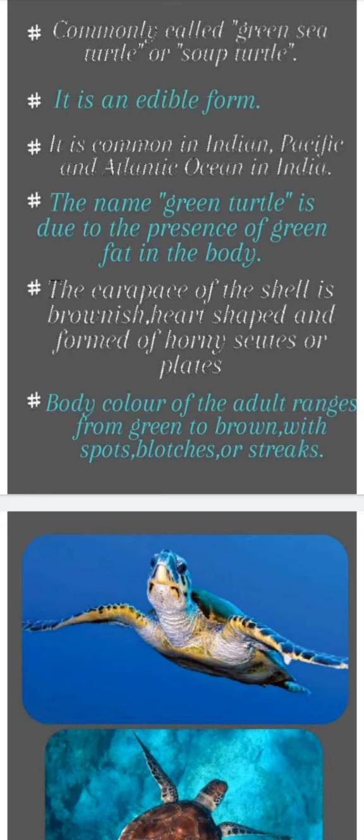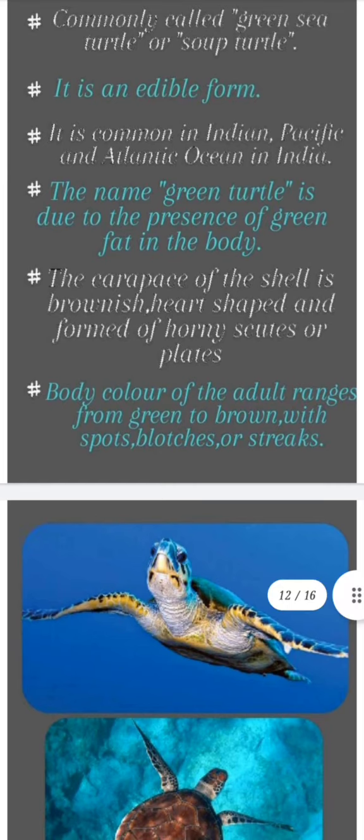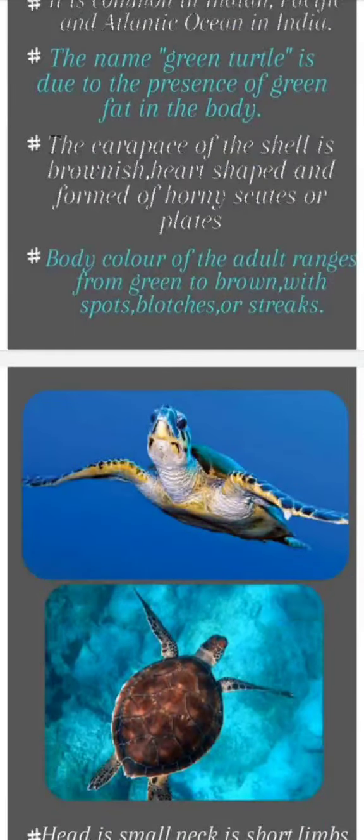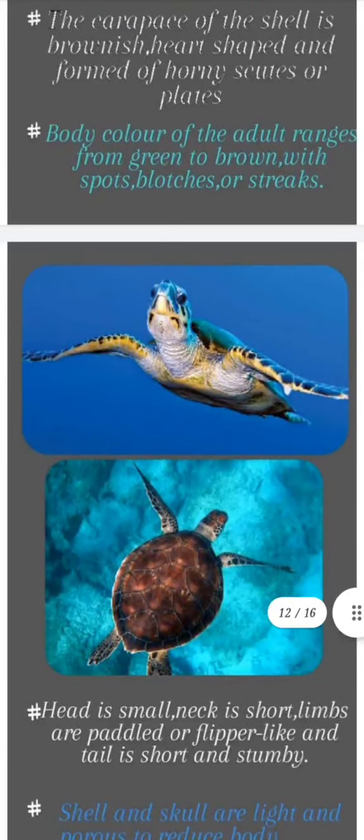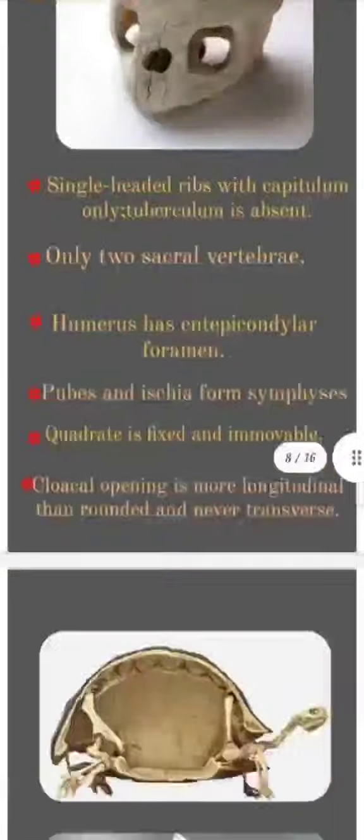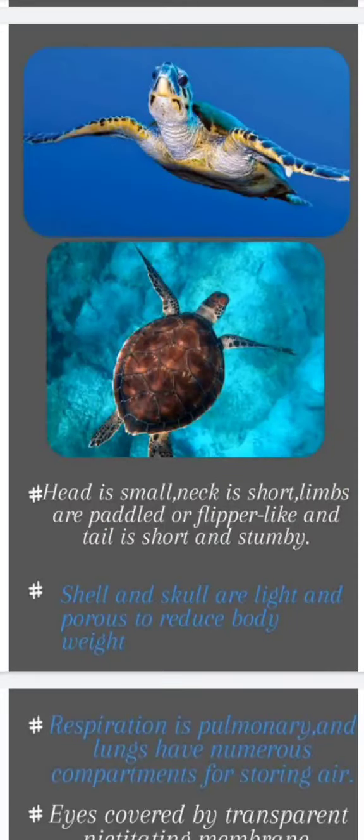The carapace of the shell is brownish, heart-shaped and formed of horny scutes or plates. Body color of the adult ranges from green to brown with spots, blotches, or streaks. Head is small, neck is short, limbs are paddle or flipper like, and tail is short and stumpy. Shell and skull are light and porous to reduce body weight.